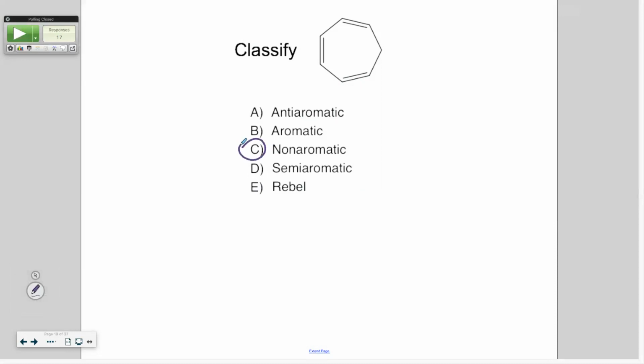Why is it C and not B? What can you tell me about that?